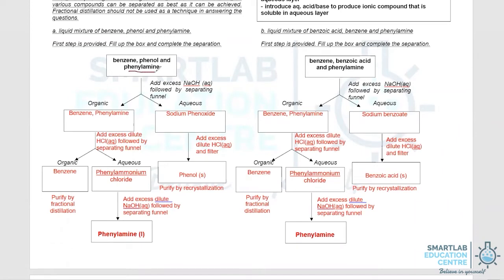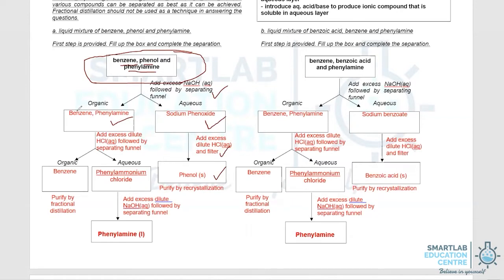It's important to note that phenylamine is a liquid at room temperature, slightly orange in color. Phenol is a solid, while benzene is a liquid as well. So the way to separate this is first to add NaOH, because by doing so, your phenol is converted to sodium phenoxide, which is ionic, and therefore it will go into the aqueous layer, while benzene and phenylamine are in the organic layer. Using a separating funnel, you can separate the aqueous from the organic layer, and from the aqueous layer, we can acidify the aqueous solution with acid, followed by evaporation and filtration. You'll be able to extract your phenol.